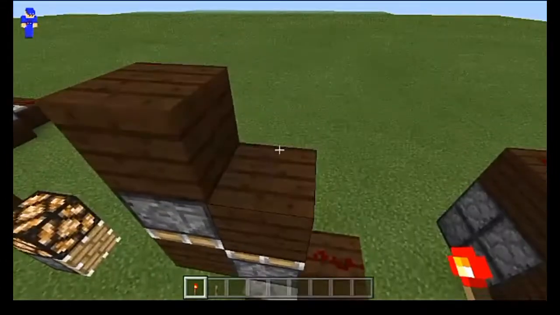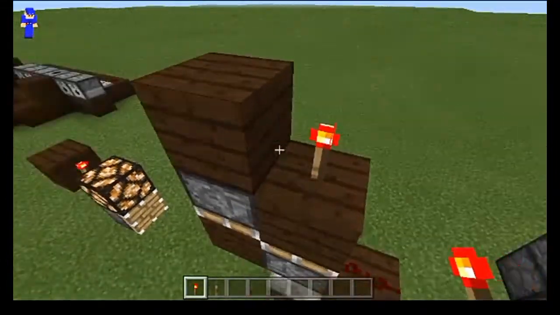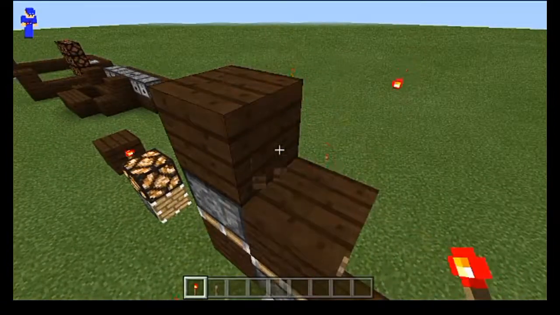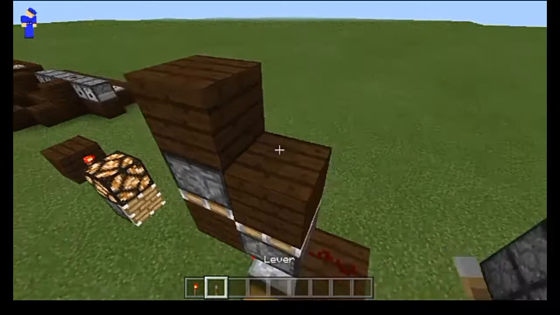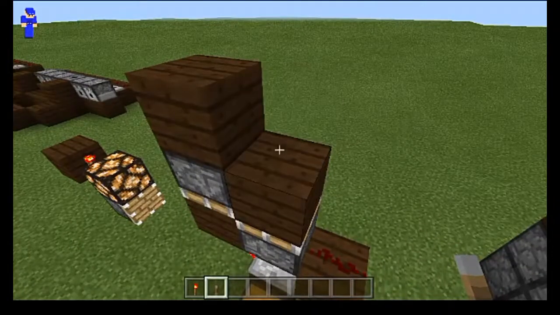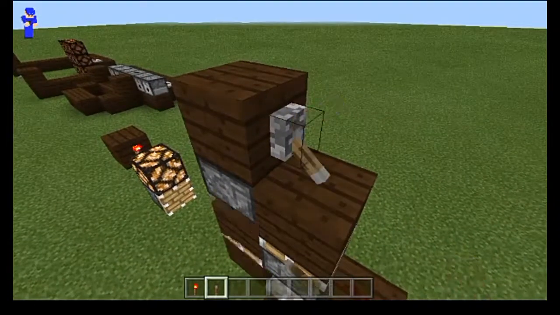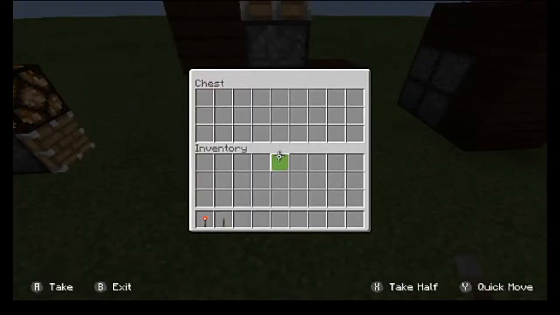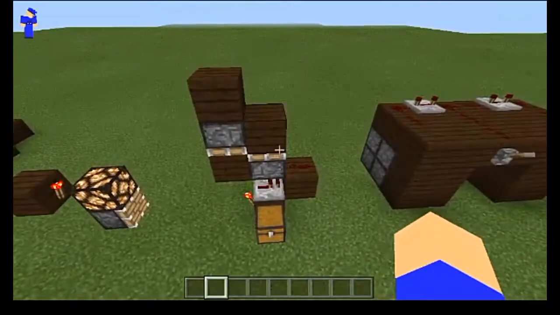But because this feature was removed, as you can tell, it no longer works whatsoever. However, you can do the same thing with a lever, and it does exactly the same, and it works exactly as it's supposed to, just not with a redstone torch like it was originally intended to be.